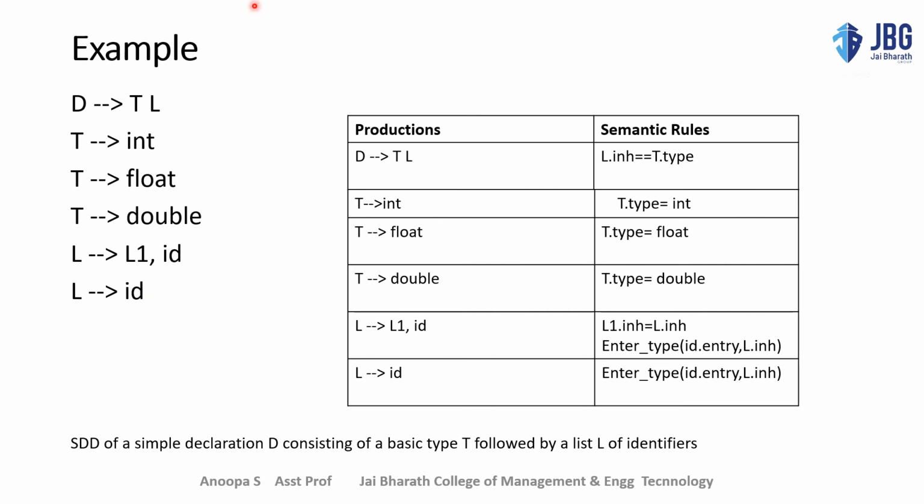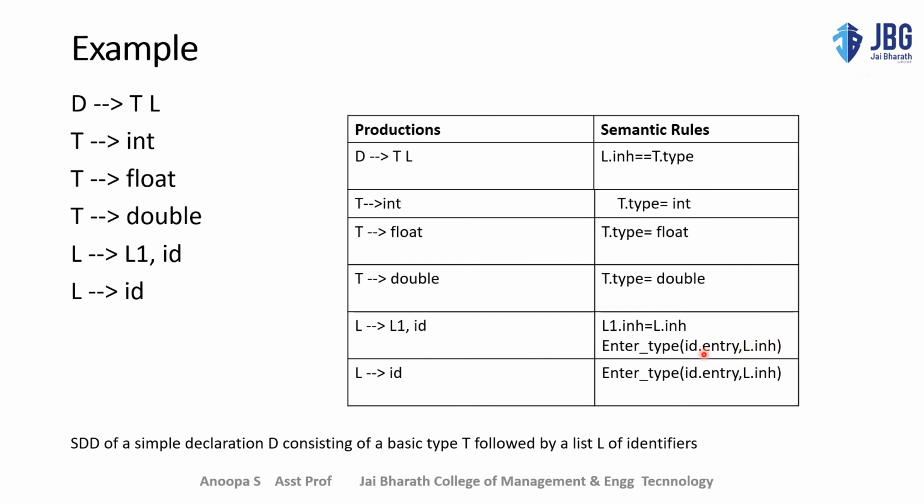So how are we writing the rule? D giving TL, this inh means inherited attribute. T is the data type and L is the variable, so the variable's type is inherited from T dot type. That is why it is given like this. Then T dot type is integer, given directly. Here T dot type is float, here T dot type is double, and here id we have to get from the inherited variable.